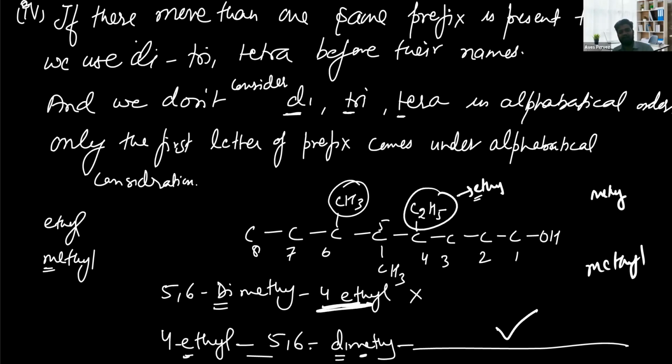Okay, so write this one. If more than one same prefix is present, then we use di, tri, tetra before their names. Note it and write the example also. Write this one also and this one also. You will mark this one with a cross. This will not be correct and this will be okay. Write it.